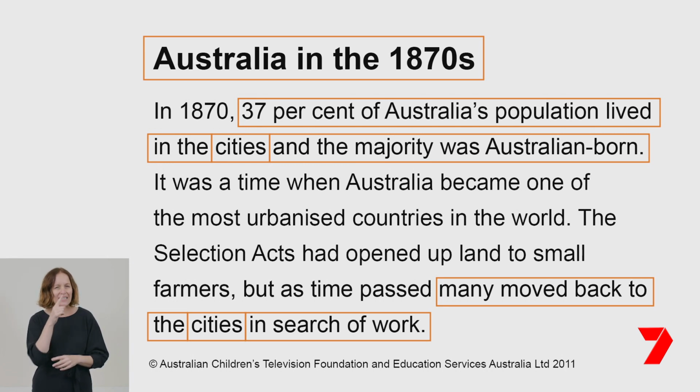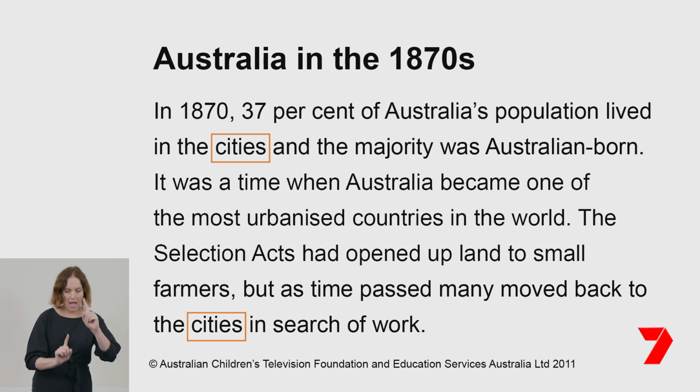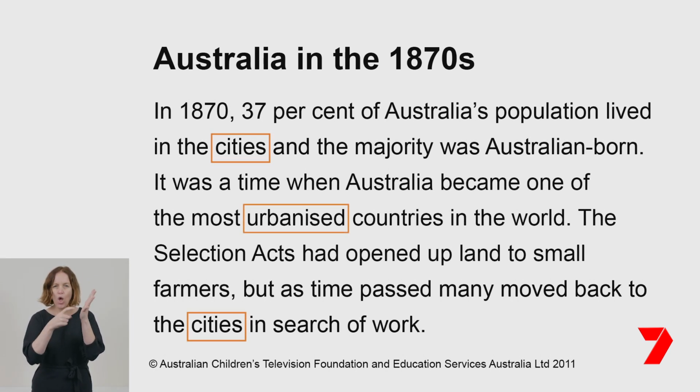Let's look for some repeated words and phrases. I can see cities is mentioned a few times, as is the word urbanised, which I now know means to have the characteristics of a city. So what do you think the main idea of this paragraph is? That's right. It's about Australians moving to the cities in the 1870s.